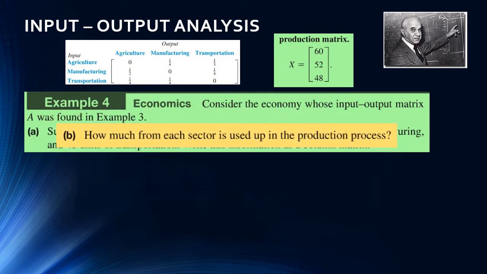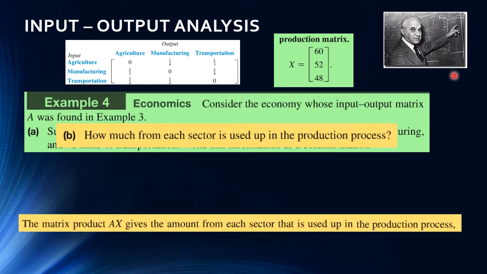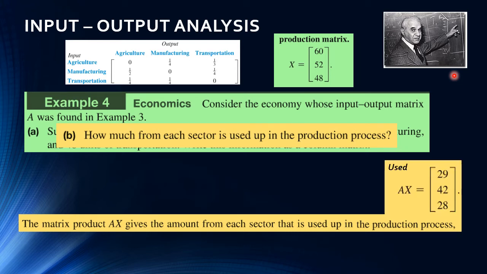Now, how much from each sector is used up in the production process? So in order to make 60 units of agriculture, 52 of manufacturing, and 48 units of transportation, how much do I use in creating these outputs as inputs to the other sectors? This is what we were just talking about with the corn example. The matrix AX gives the amount of each sector that is used up in the process. You've already put these in your calculator, so go ahead and do matrix A times matrix X.